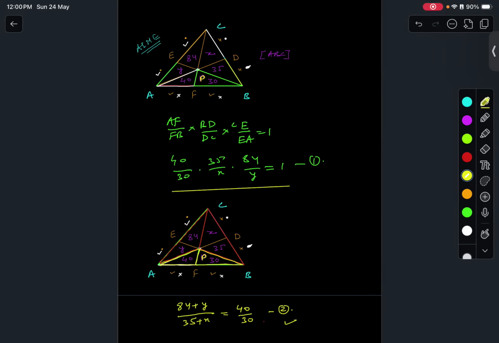Yes, Mrityunjay. Sir, can't we do it like this, that 2x is equal to 84 plus y? Okay, why are you saying so? Because 35 by x is equal to BD upon DC, and 70 by 84 plus y is equal to BD upon DC, the same. So equating both, 2x is equal to 84 plus y comes out. It will work, beta, very good.